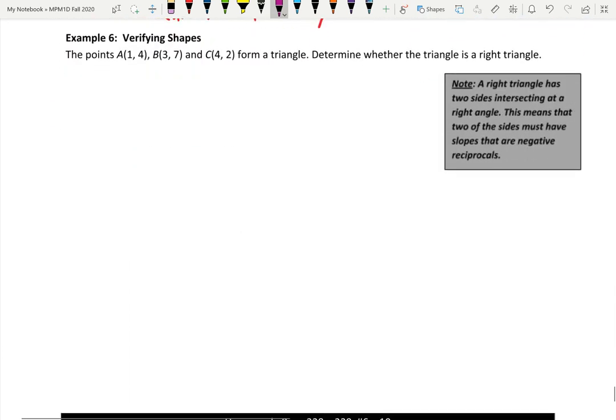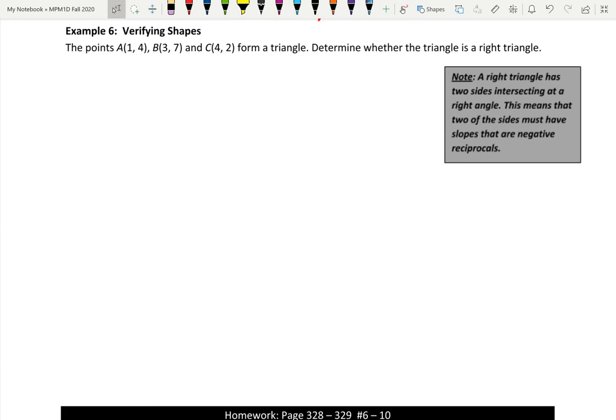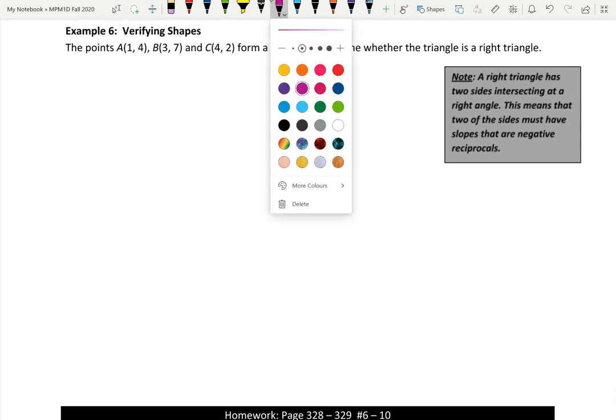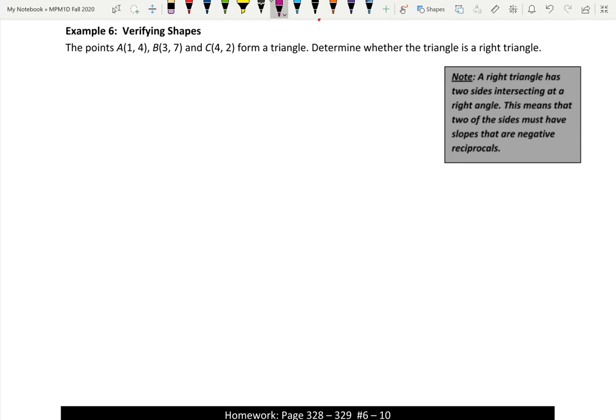Okay, and then question 6 is using perpendicular and parallel lines in a word problem. The points A, B, and C form a triangle. So I'm just going to draw out some sort of triangle here. And we're trying to determine whether it's a right triangle. So a right triangle has that 90-degree angle. Okay. So remember, 90-degree angles mean that the slopes of these two lines would be negative reciprocals of each other.